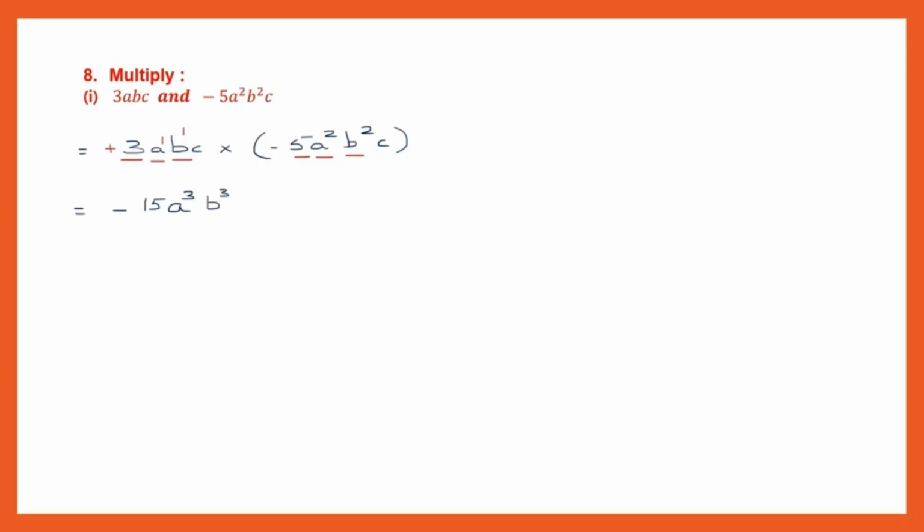Then let's go to c. There's 1 here and 1 here. So it's multiplication, so we add up the power, c to the power of 1 plus 1, that is 2. So we have our answer here, minus 15, a to the power of 3, b to the power of 3 and c to the power of 2.